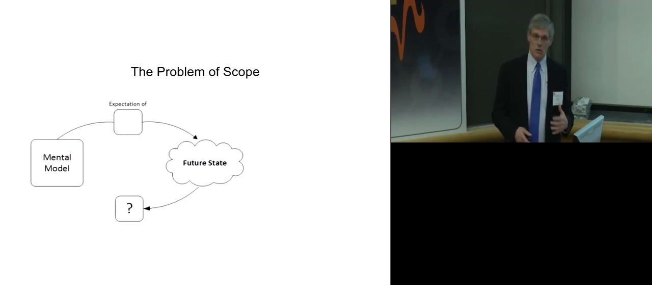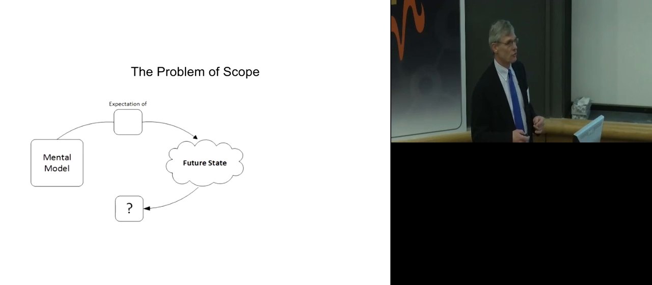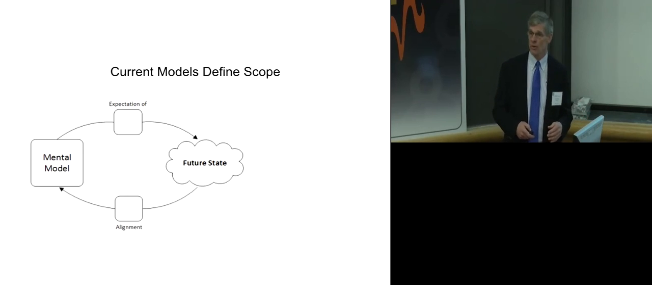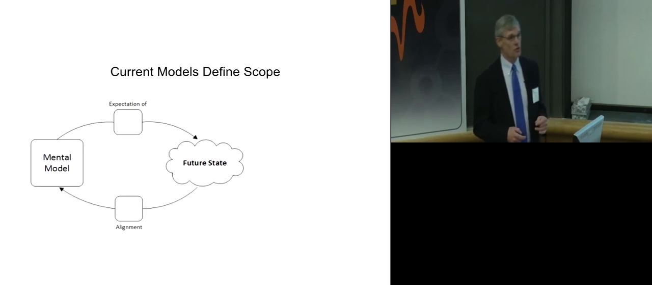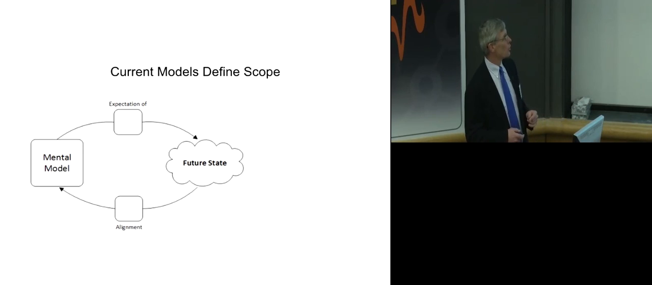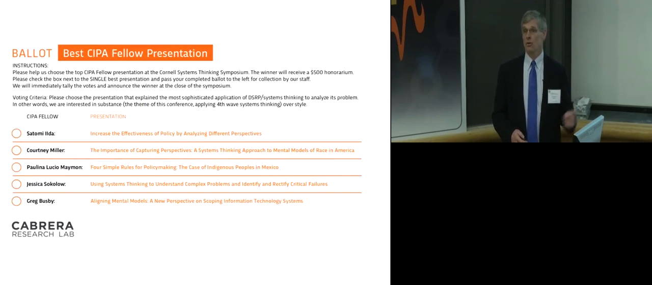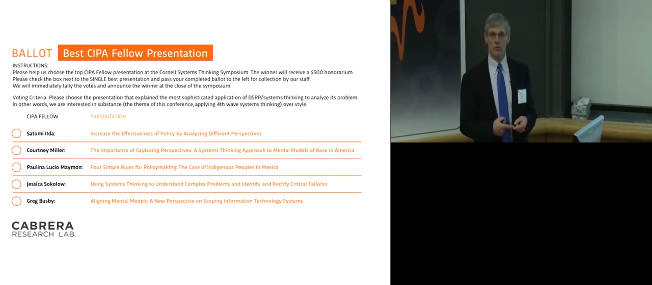So distinction of scope is critical in ensuring project success. We have to align the mental models of stakeholders. Our current systems do a pretty good job of that, as we discussed, and they can help align that future state for a mental model. But with the addition of systems thinking and DSRP, we can also align our mental model not only to future state, but to the real world. This will improve the alignment of the mental models of the stakeholders and greatly improve our chances of project success.